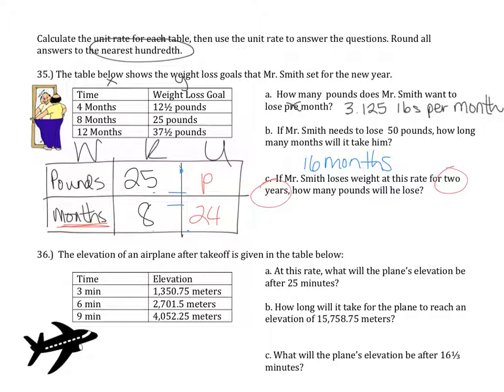Again, you can do your Billy Bob Joe the Butterfly where you set up and do your cross products. Or you can notice that 8 times 3 is 24. So 25 times 3 will give me the amount of pounds, which is 75 pounds that he will lose.